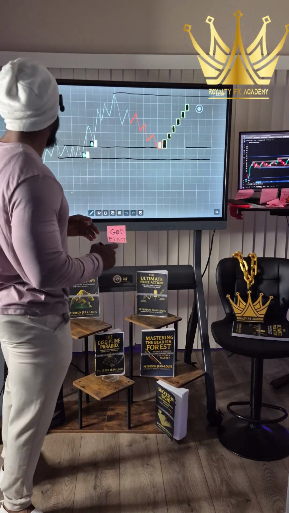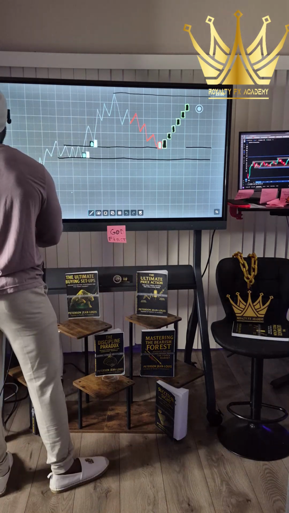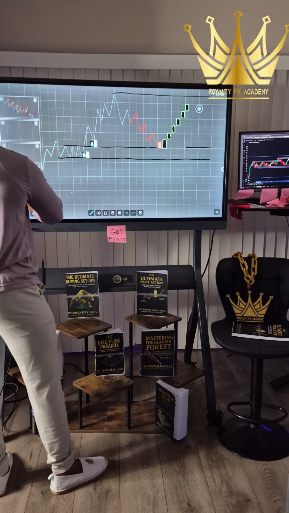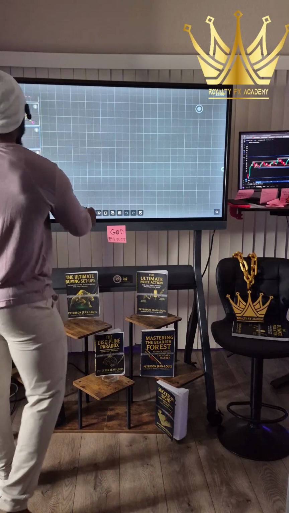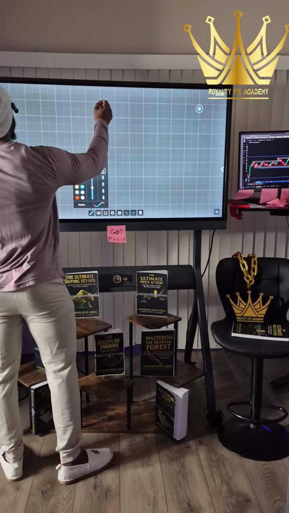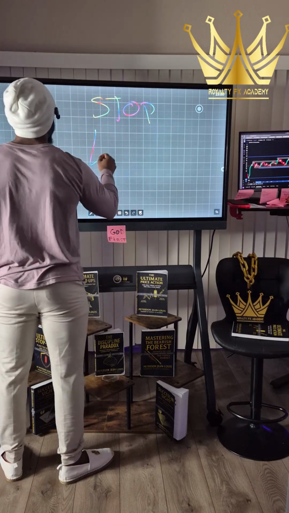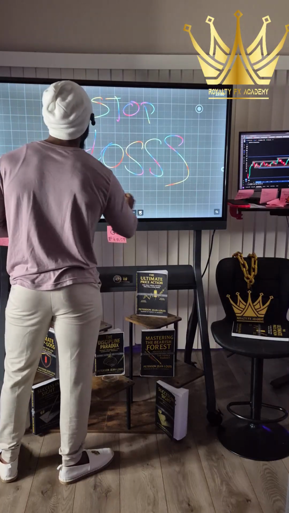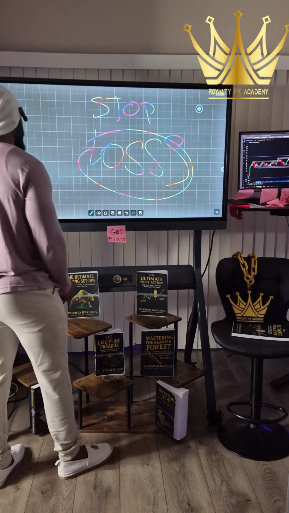Since we're going over stop loss, we got to go over the setups first. Now, before we even do that, first thing we want to do is go over our rules, right? Rules. All right. Trading 101. Stop. Okay. You want to stop losing, right? Stop loss. Stop losses. Okay. We want to stop losing.